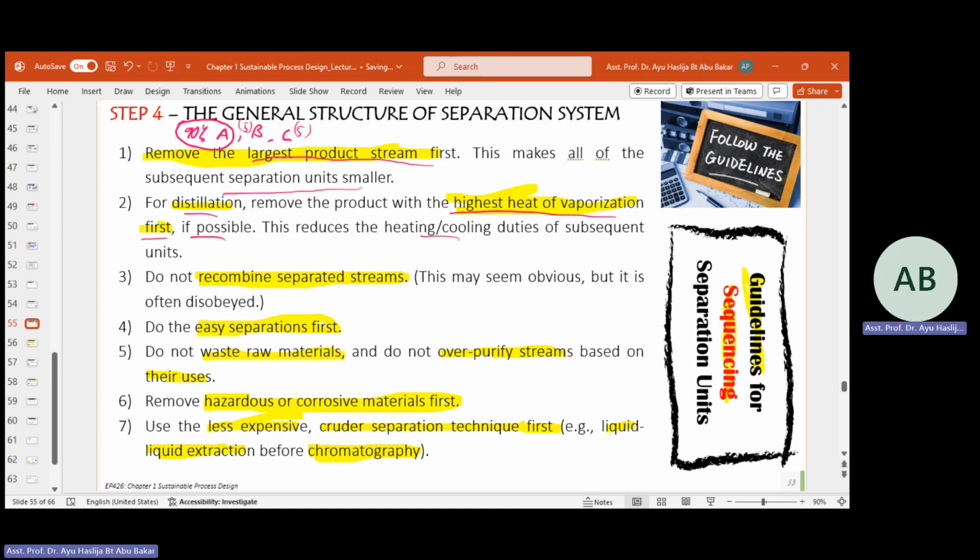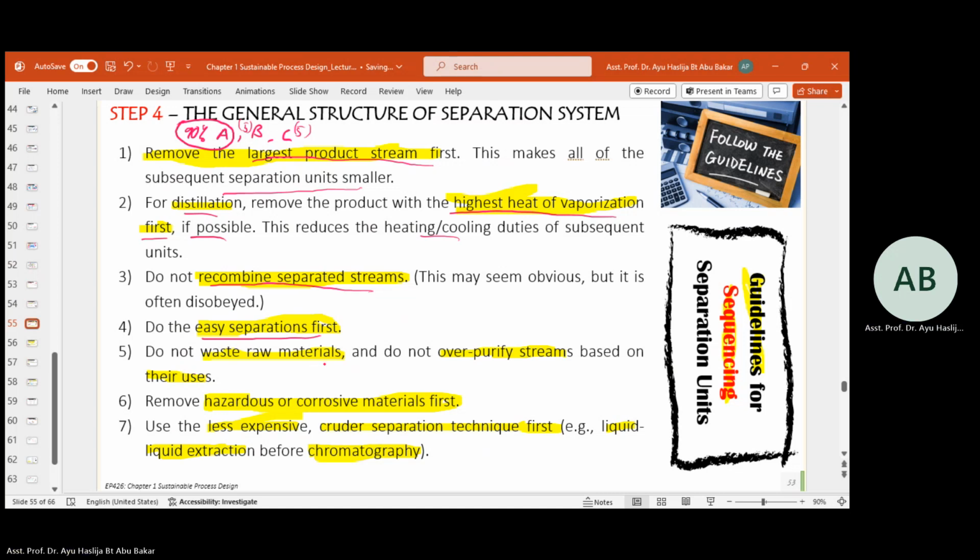For a distillation column, on the feed component, you must know the properties of the components, like the boiling point, volatility, then the volatility ratio. Do not recombine separated streams. You already separated them, so don't recombine them. If not, you need to separate again. Do the easy separation first.